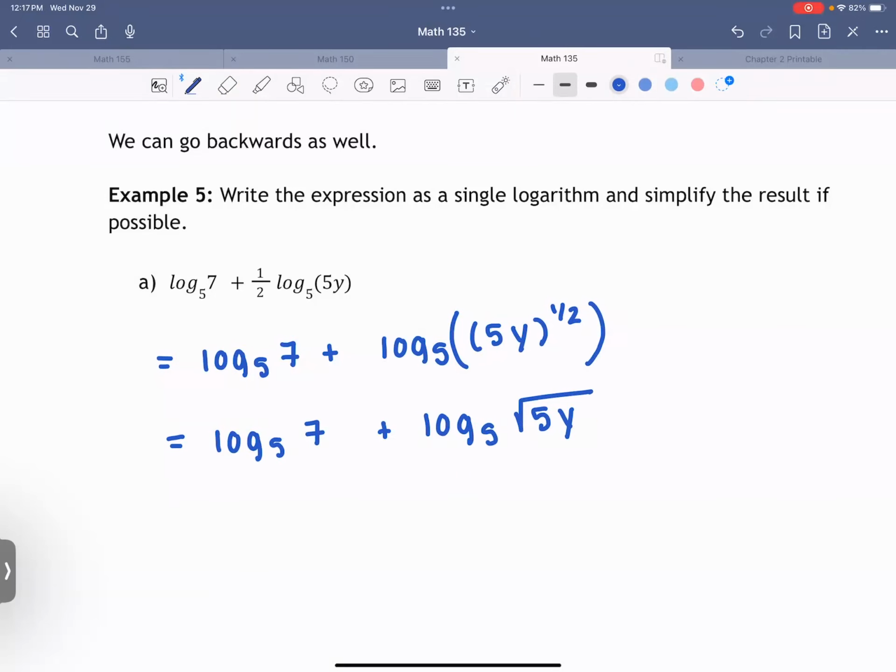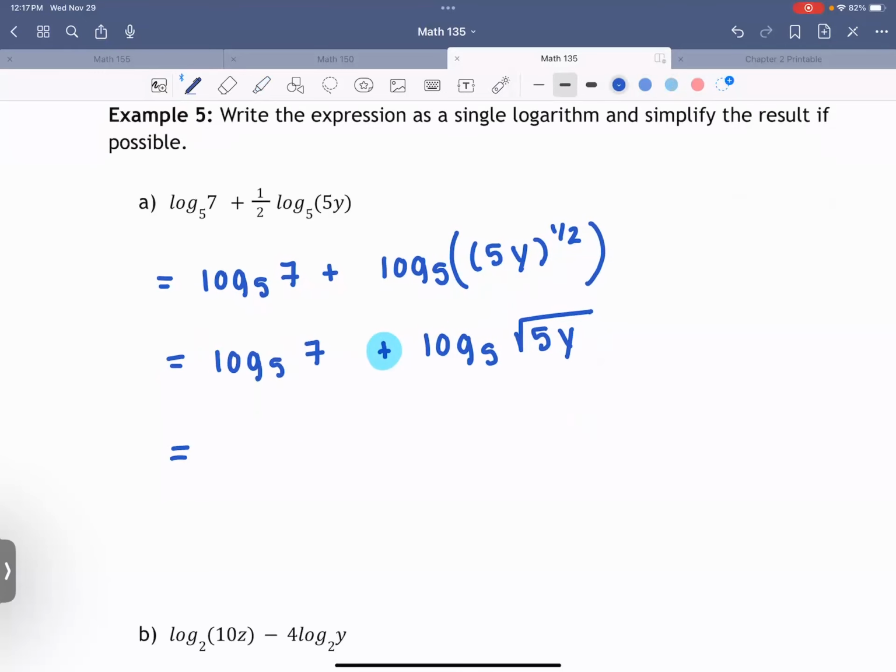All right, what else can I do to condense this into one logarithm? Addition, with the 7 and the square root of 5y. Perfect, right? Addition on the outside is multiplication on the inside. So it's the opposite of what we said before. This becomes one log, and on the inside I'm going to multiply 7 times the square root of 5y. We're just going backwards, doing the opposite of what the rule says. There's really nothing else I can do here, no other properties I can apply, so this is my final answer.